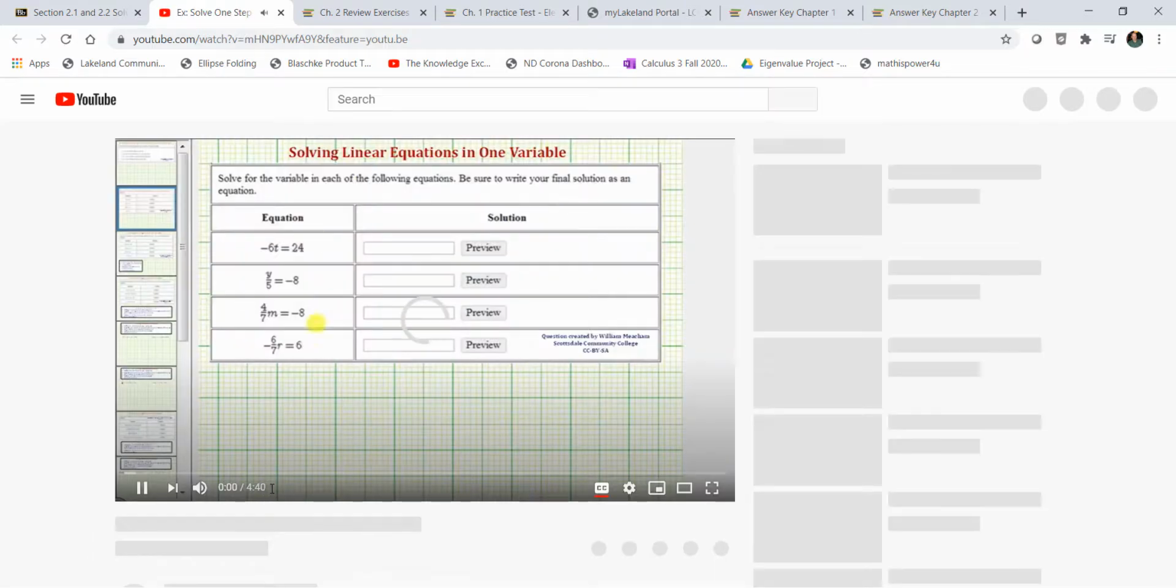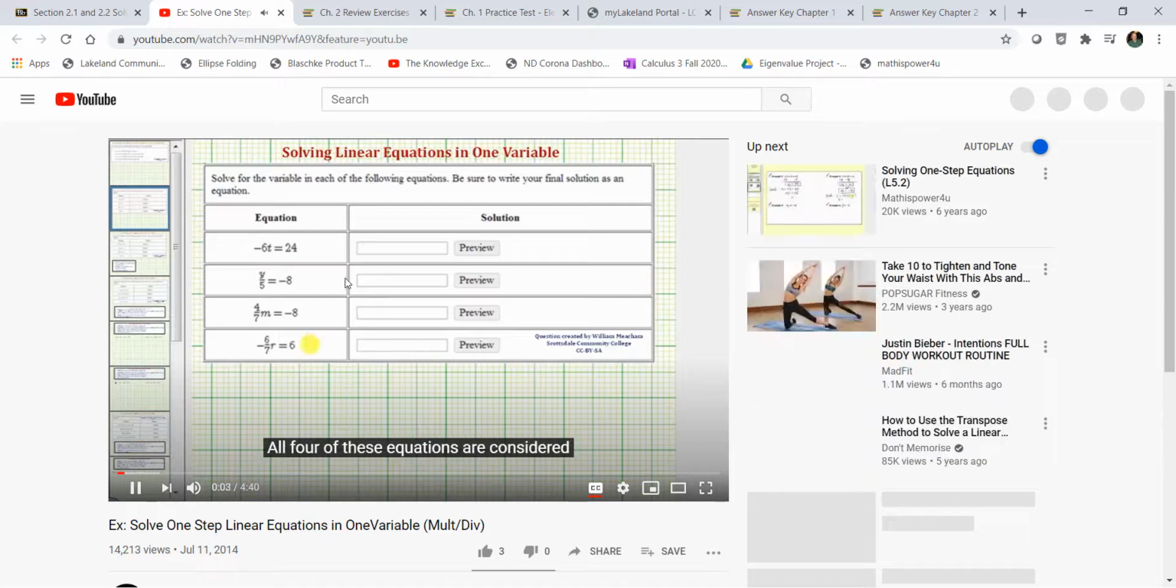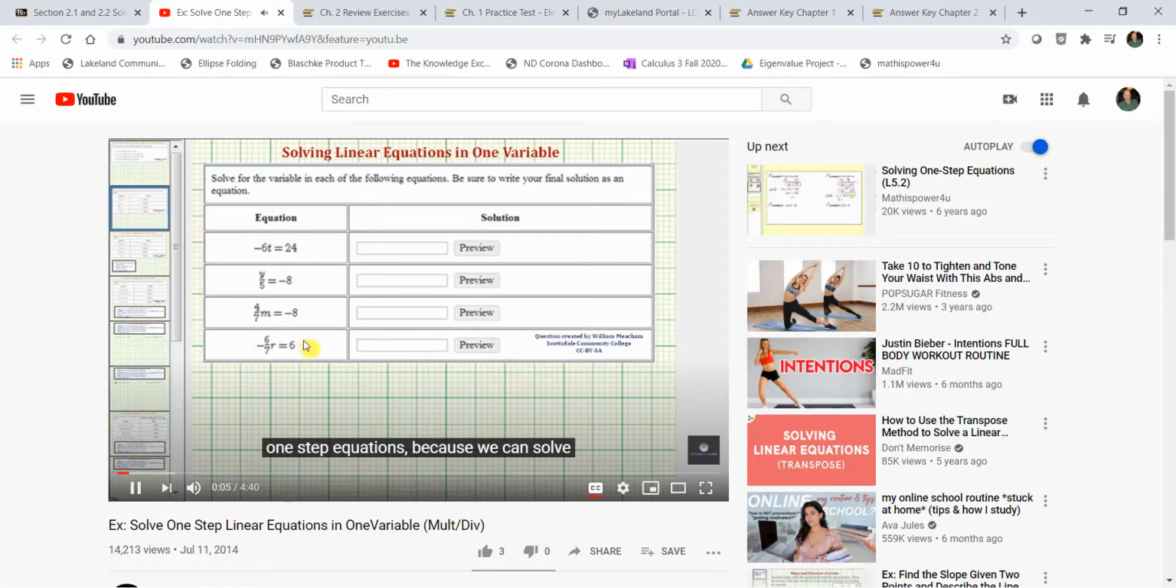We want to solve the given equations. All four of these equations are considered one-step equations because we can solve for the variable by performing one operation to both sides of the equation. So I'm going to pause it, and I'm going to tell you that there are several things you can do. One thing you can do is you can just say, do I know how to do these problems? Maybe I really don't like y over 5 is -8.